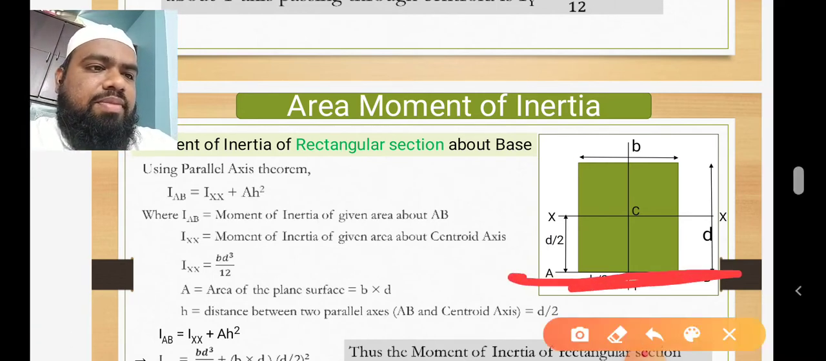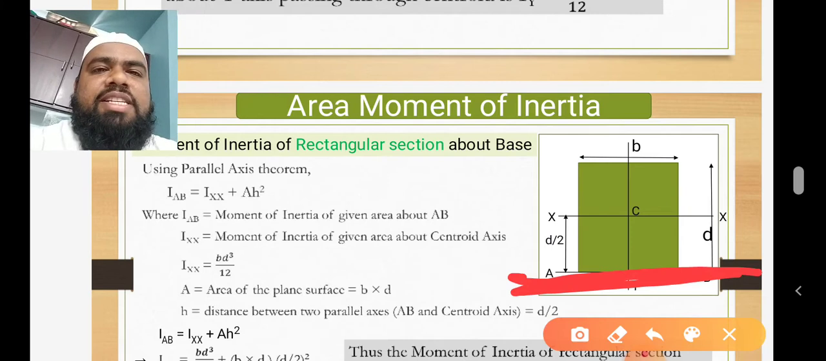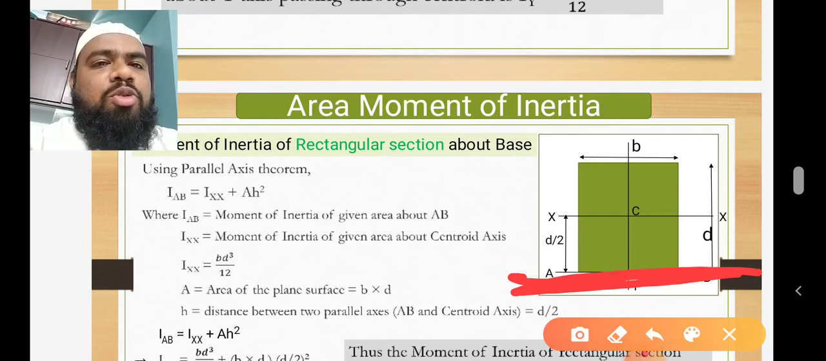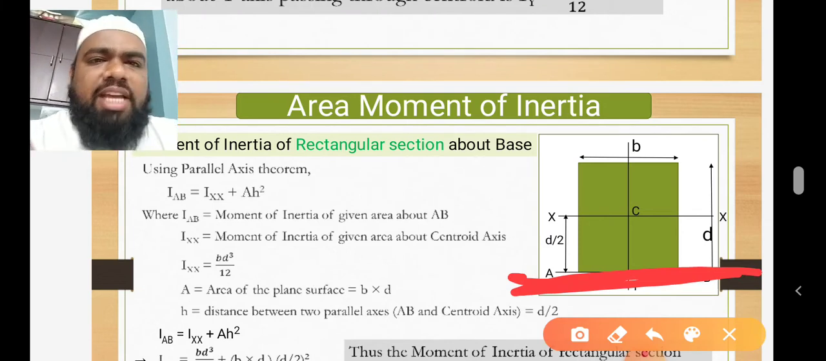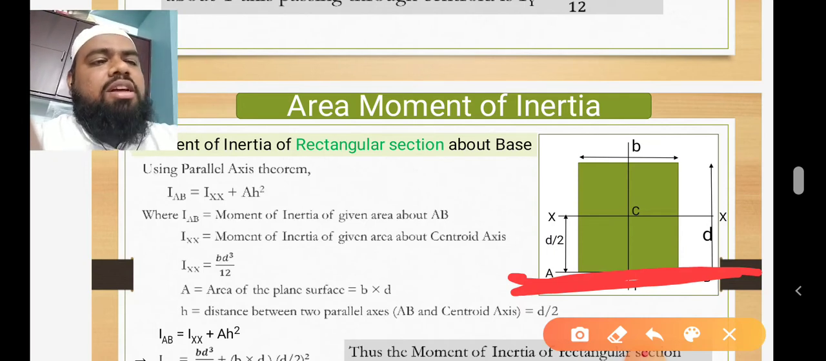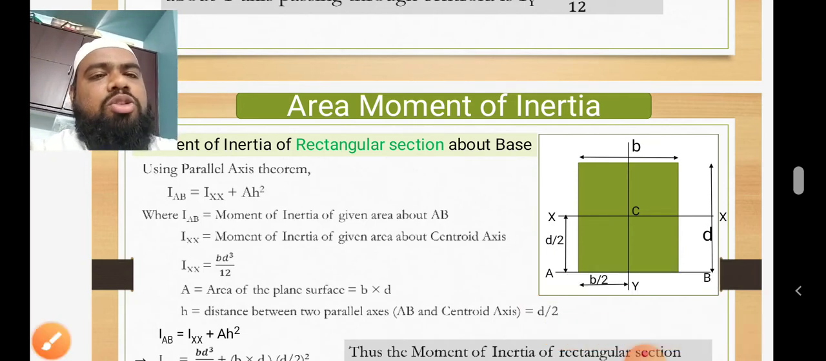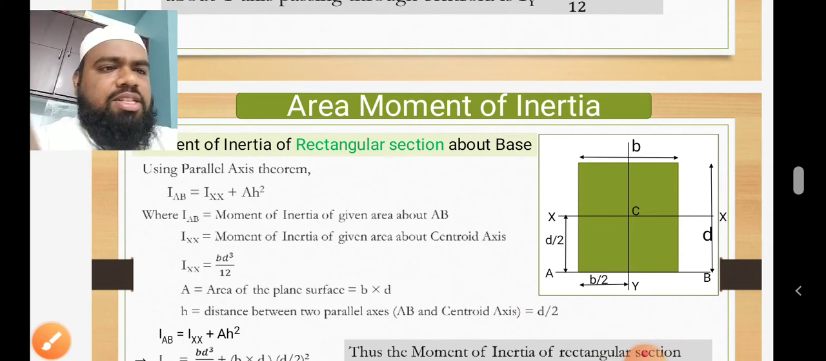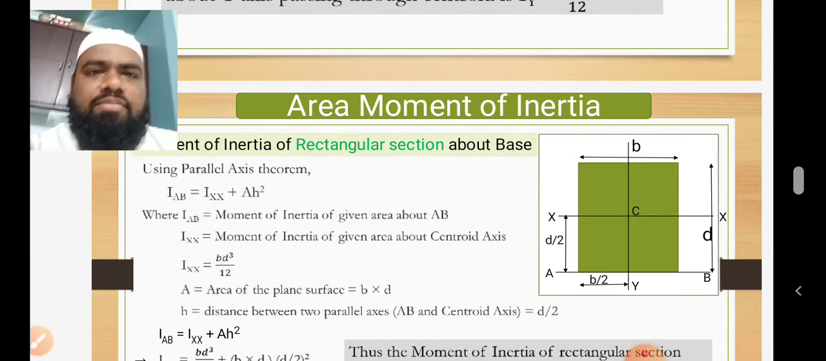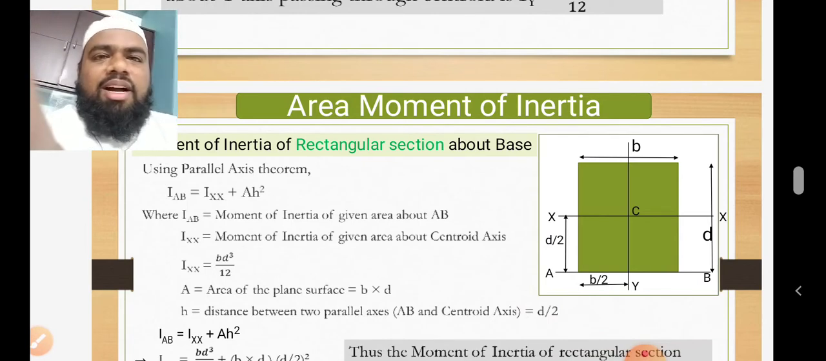So base is nothing but the x-axis. We have to find the moment of inertia about the base, and base is nothing but horizontal. So horizontal is nothing but the x-axis. So we have to find the moment of inertia about its base, that is the horizontal axis. The things are common, that we have to apply the parallel axis theorem.